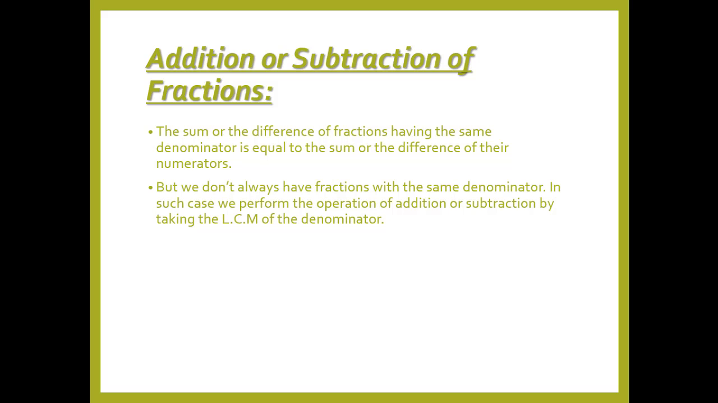But we don't always have fractions with the same denominator. In such a case, we perform the operation of addition or subtraction by taking the LCM of the denominators. As we all know, there are two kinds of fractions. The first condition is when the denominators are the same, and the second condition is when the denominators are different. So we are going to learn about the second condition, that whenever the denominator values are different, how can we add or subtract the fractions. Let us learn this with the help of some examples.